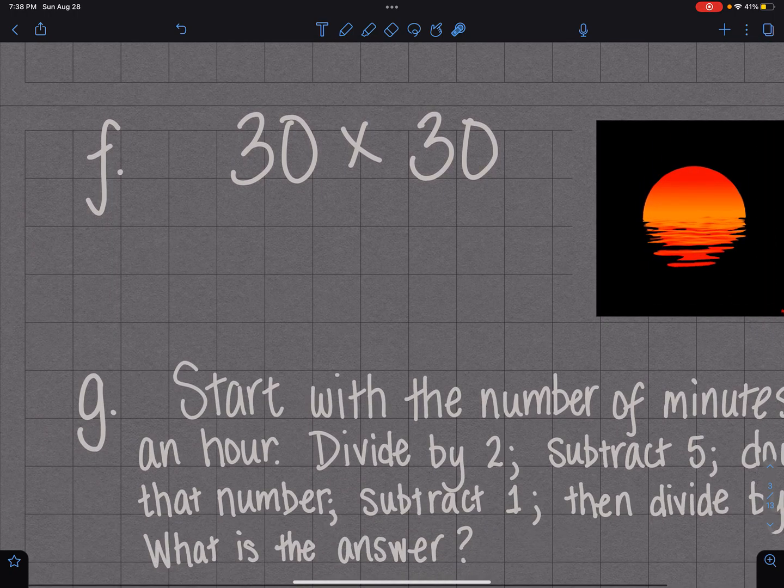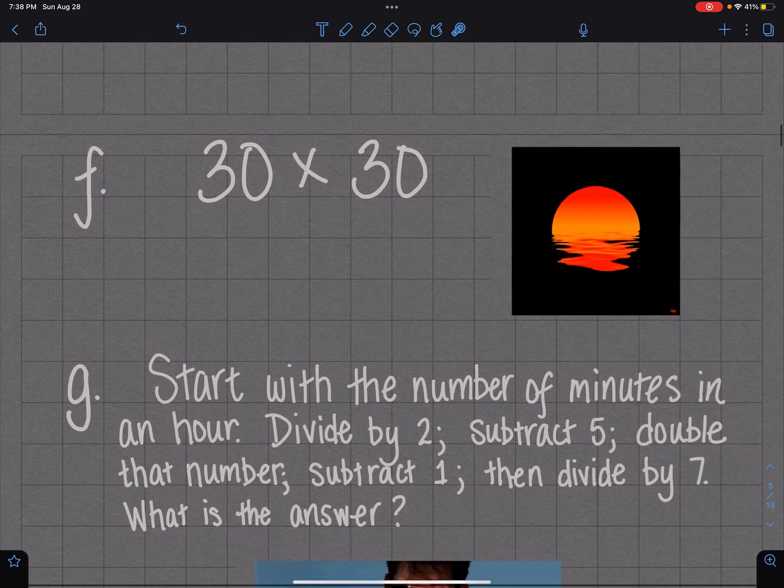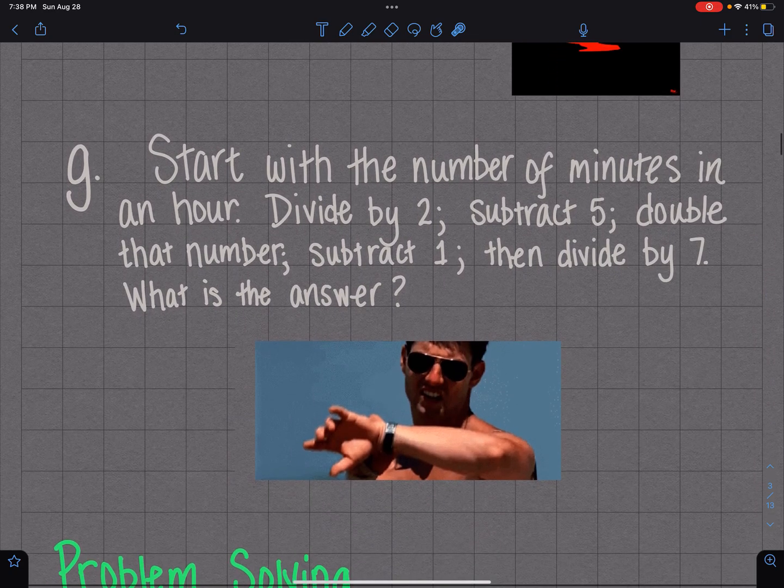Okay, for F, we're going to do 30 times 30. Now remember, on these you can think of it as 3 times 10 times 3 times 10. And then you'll know how to keep track of how many zeros, because if you just do the 3 times 3, you get 9. And then you have to do 10 times 10. Okay, I've given away too much. Let's go on to G.